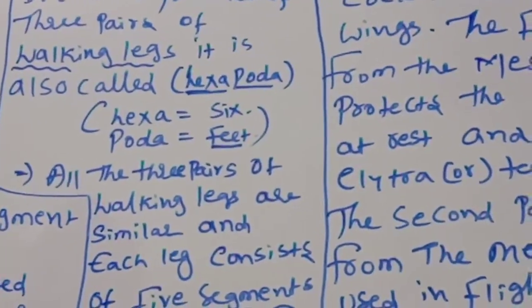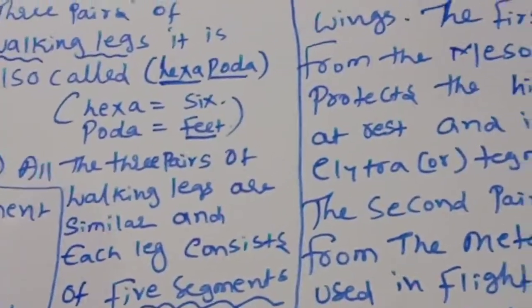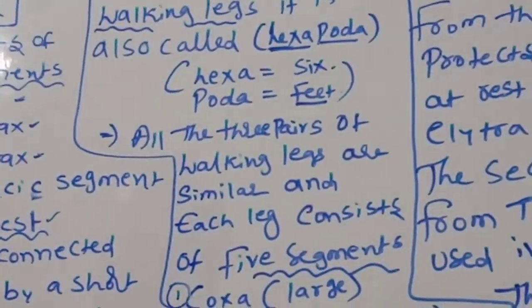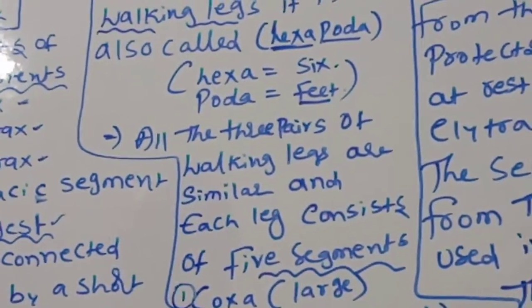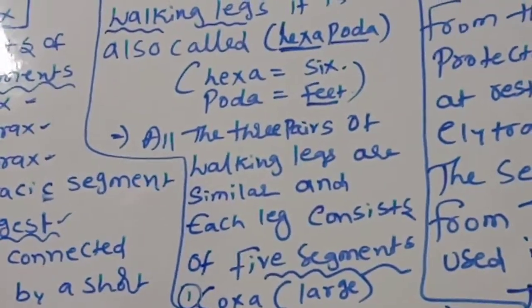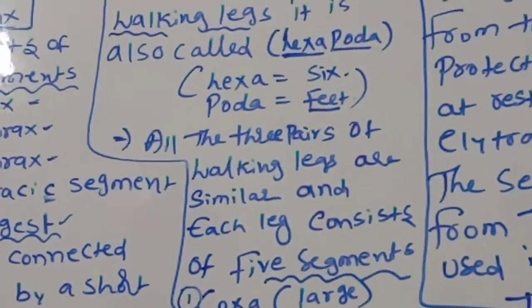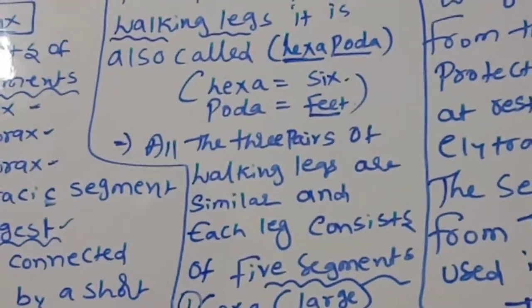Number 1, coxa. Number 2, trochanter. Number 3, femur. Number 4, tibia. Number 5, tarsus. Each leg consists of how many segments? Coxa, trochanter, femur, tibia, tarsus.